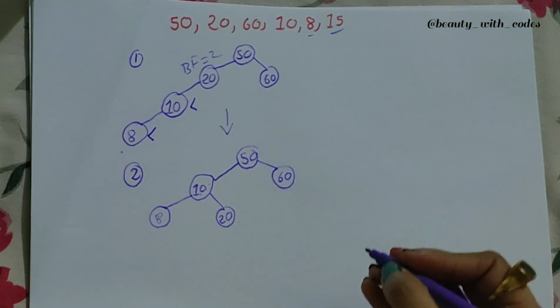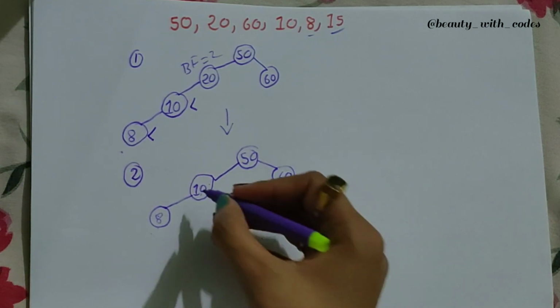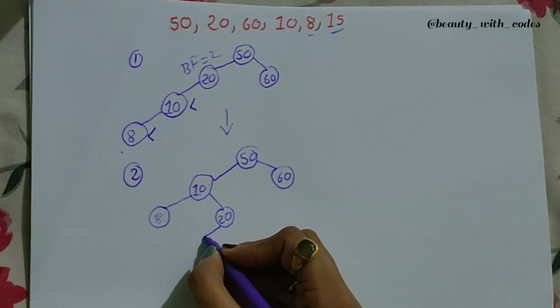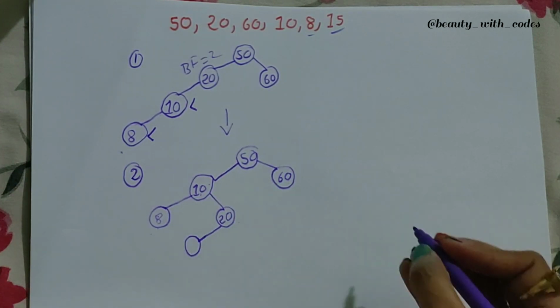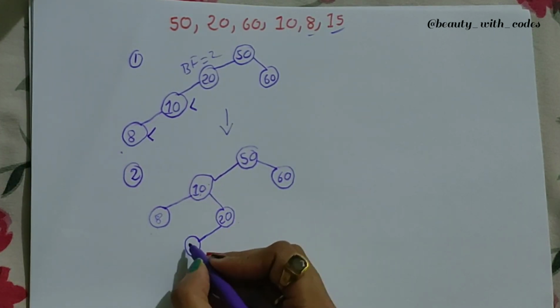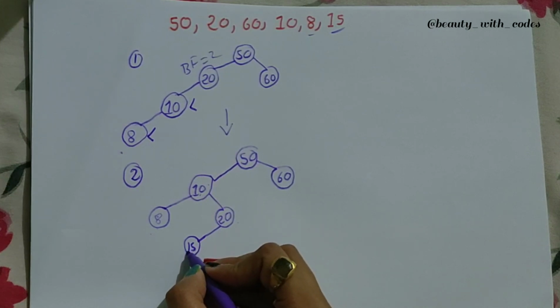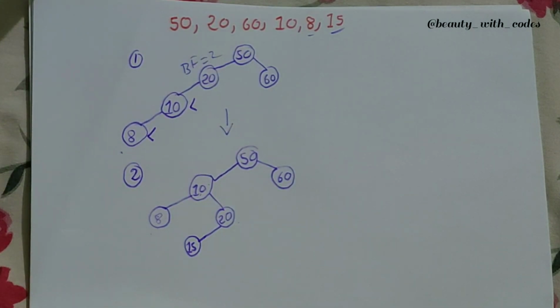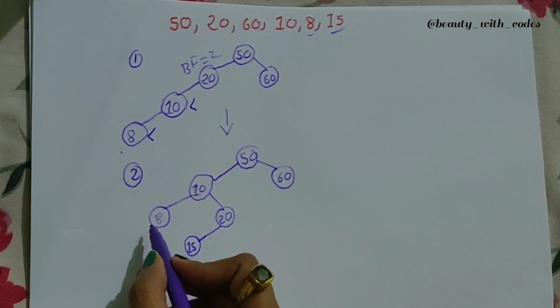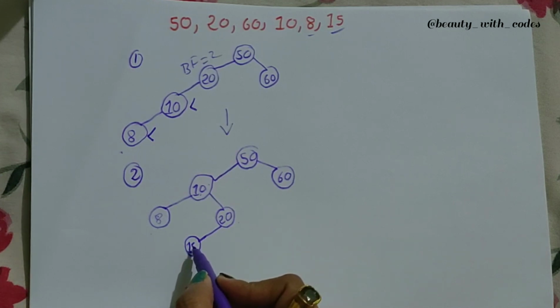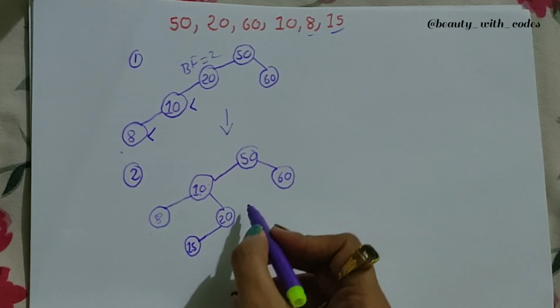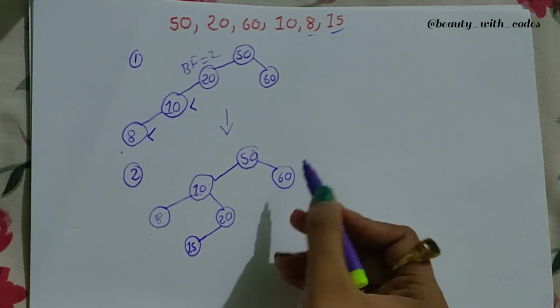Last element is 15. So where will 15 be inserted? So 15 will be inserted here, isn't it? Because 15 is greater than 10, so it will be in right side of 10. But 15 is smaller than 20. So here 15 will be here. Okay. So fine. Now what about 8? Balance factor I'm talking about is 0. 15 is 0, 20 is 1 because left child 1 and no right child. Okay, what about 60? So 60 is 0.